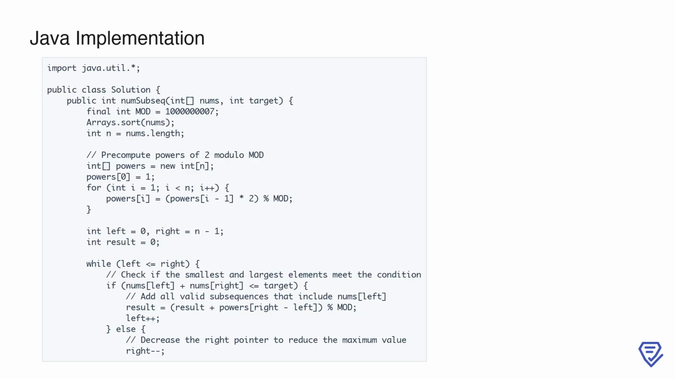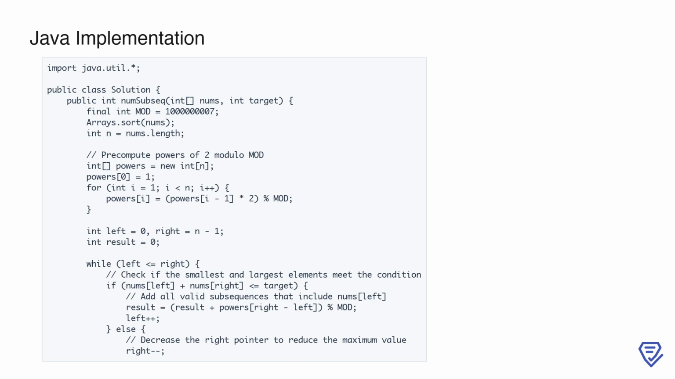The powers array is initialized with 1 at index 0, and each subsequent value is calculated by multiplying the previous one by 2 and taking the modulo. Following this setup, we initialize 2 pointers, left and right, to the start and end of the array, respectively, and a variable result to accumulate the count of valid subsequences.